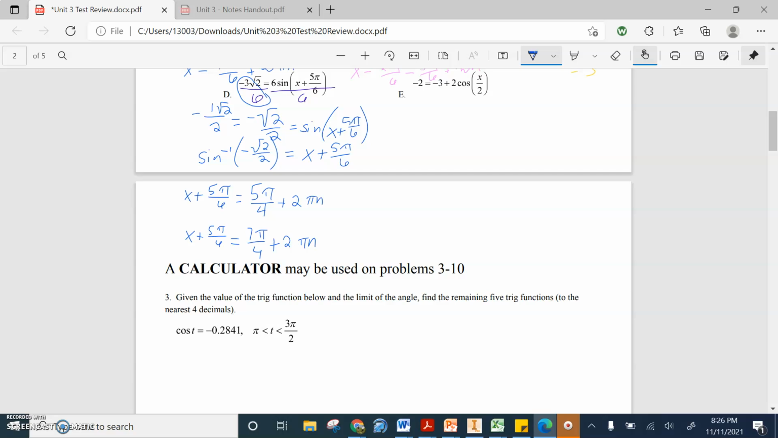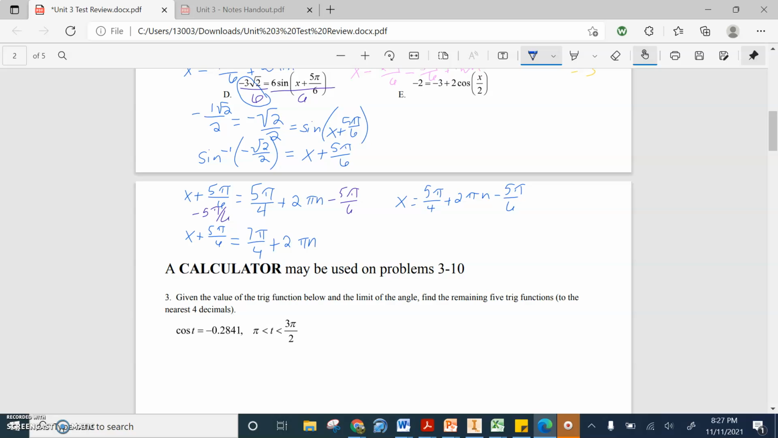Now we take our last step, and that is to get x by itself. So we subtract 5 pi over 6 from both sides. Our final answer, x equals 5 pi over 4 plus 2 pi n, subtracting 5 pi over 6. We need to reduce that. I cannot leave that. I need to combine the 5 pi over 4 and the minus 5 pi over 6, and that means getting a common denominator.